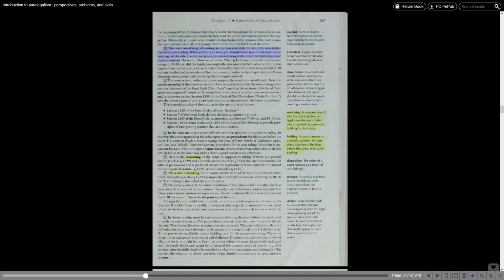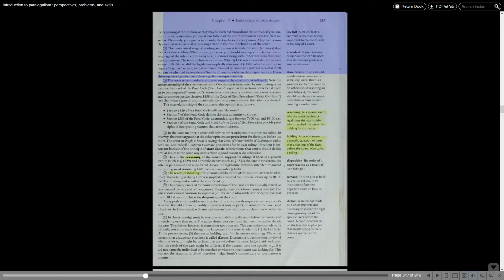The next critical stage of reading an opinion is to state the issue or issues that the court was deciding. When phrasing an issue, you should make specific reference to the language of the rule in controversy, e.g. a statute, along with important facts that raise this controversy. The issue in Brum is as follows. When 1533 was amended to allow service up to 10:00 p.m., did the legislature implicitly also amend 1529, which continues to require daytime service, so that evidence obtained pursuant to a warrant served at 9:30 p.m. can be admitted into evidence?